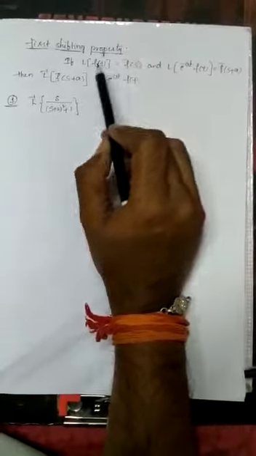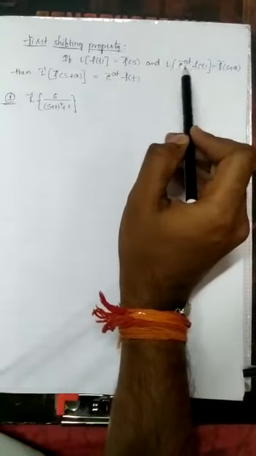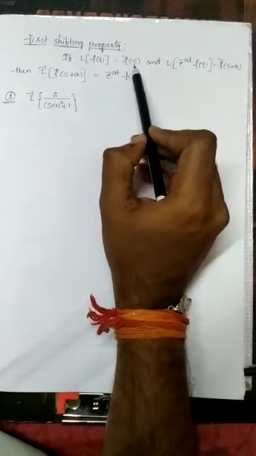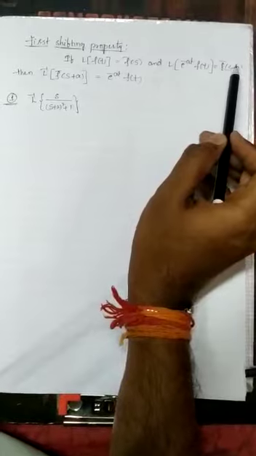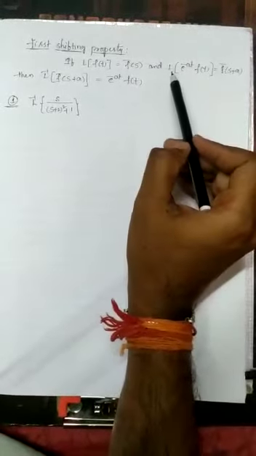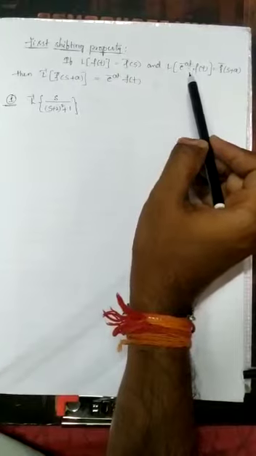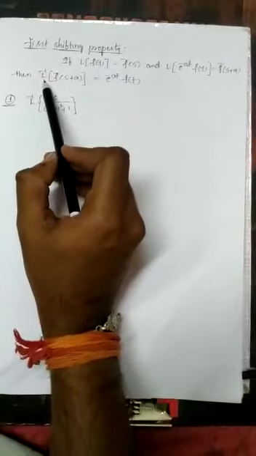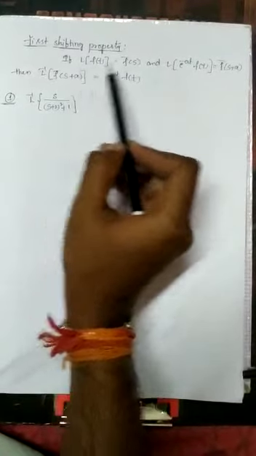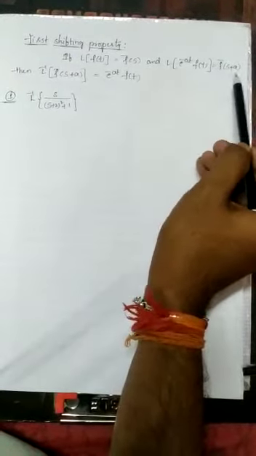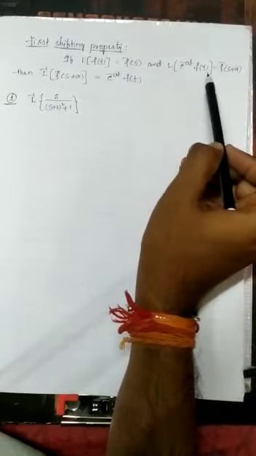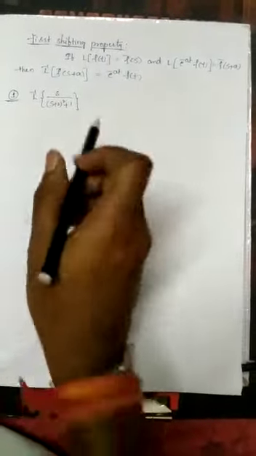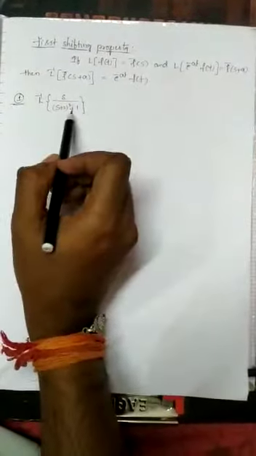That means if we know the Laplace transformation of one function f of t, we have to consider it as f bar of s. Then, to find the Laplace transform of e power of minus at into f of t, we just replace s with s plus a, right? Similarly, if you know the Laplace of e power of minus at into f of t is f bar of s plus a, then the inverse Laplace transformation of f bar of s plus a will be e power of minus at f of t. Okay. So by using this first shifting property, let us solve this problem here.